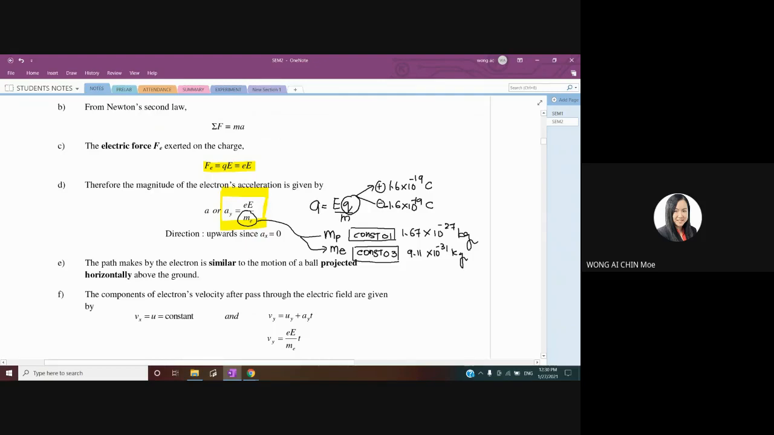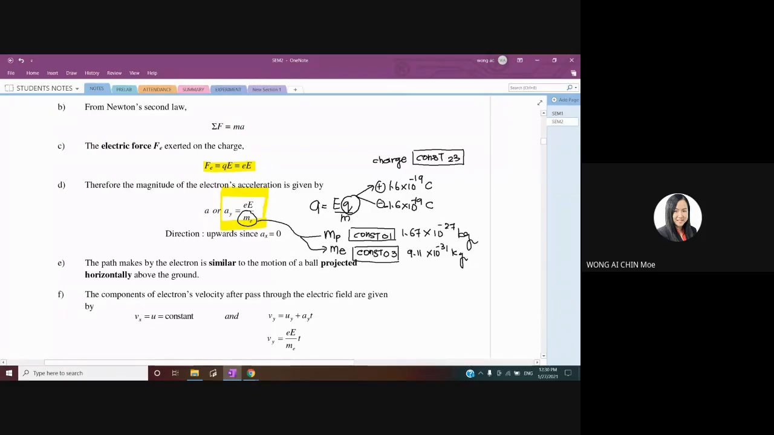We also can press constant 23. Constant 23 is the value for the charge. So what is the difference between positive and negative? Only the symbol. The charge for a proton is positive 1.6 times 10 to the power of negative 19, but for an electron it's negative 1.6. So you just put positive or negative, but the value is still the same.